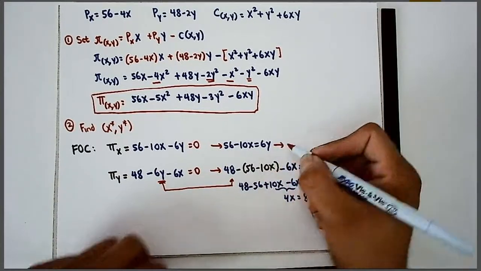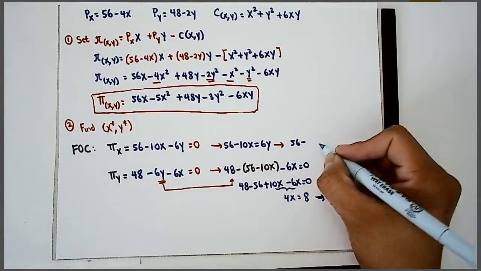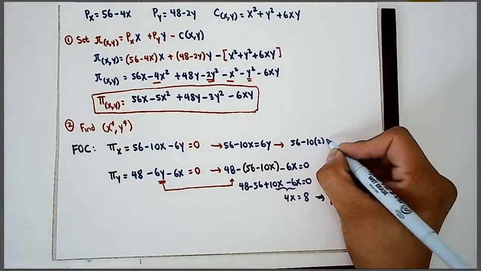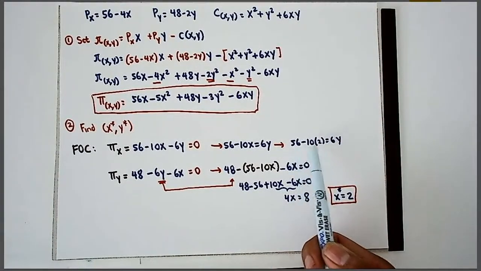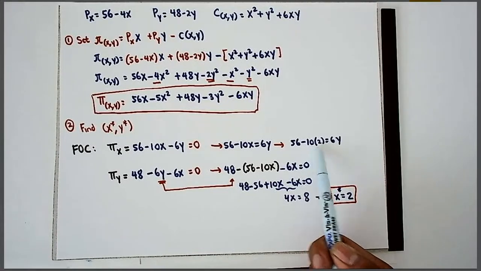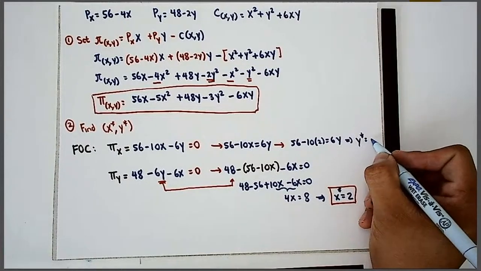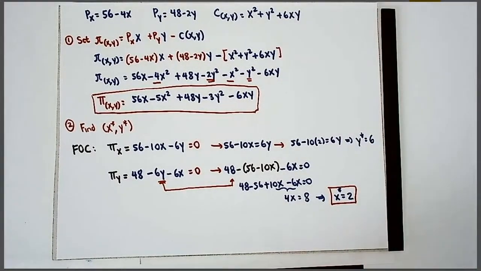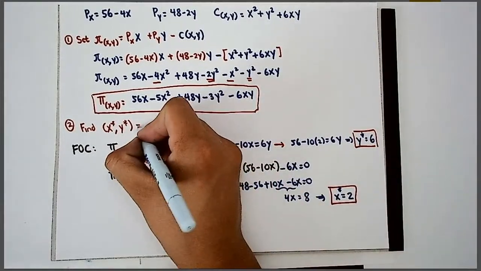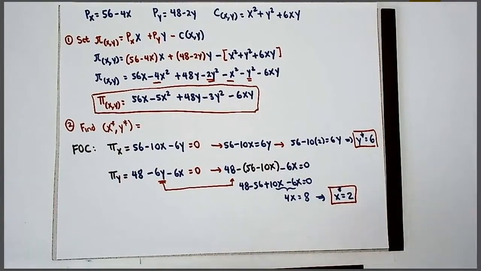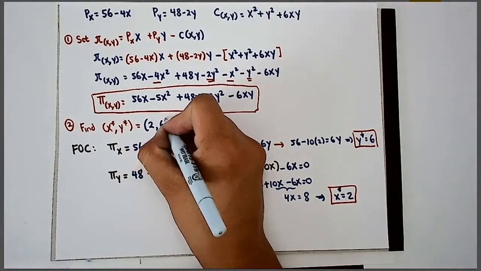Now let's solve for y. So this is 56 minus 10 times 2 equals 6y. So this is 56 minus 20, which is 36, divided by 6, y is equal to 6. So this means that our optimal values are 2 for cotton and 6 for corn.